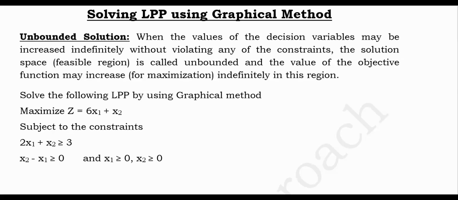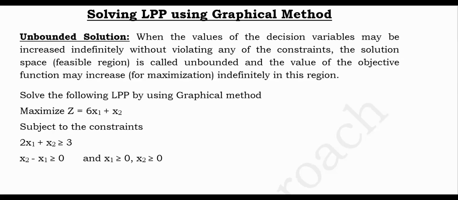Before we solve this problem, we'll see what is unbounded. When the value of the decision variable may be increased indefinitely without violating any of the constraints, the solution space or feasible region is called unbounded, and the value of the objective function may increase indefinitely in this region for maximization.